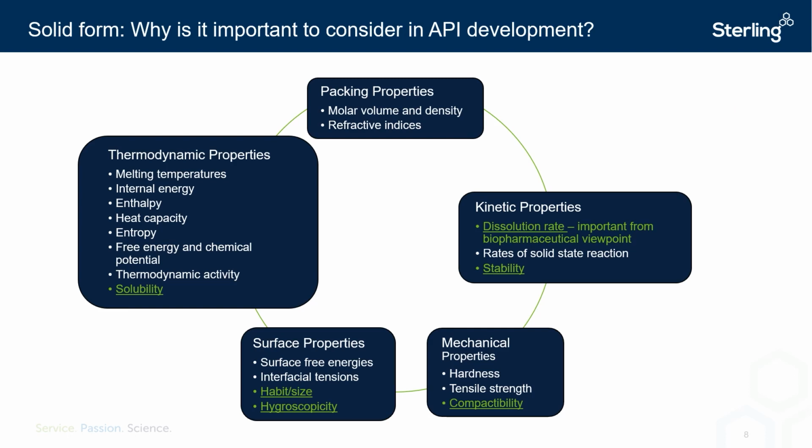A solid API can be classed by the following 5 property characteristics: thermodynamic, packing, kinetic, surface, and mechanical. Within these characteristics, the main parameters which can influence the solid state behavior of an API are solubility, dissolution rate, stability, hygroscopicity, particle size, habit, and compactability. By gaining an understanding of these parameters, they can be used to guide the solid form development of an API.